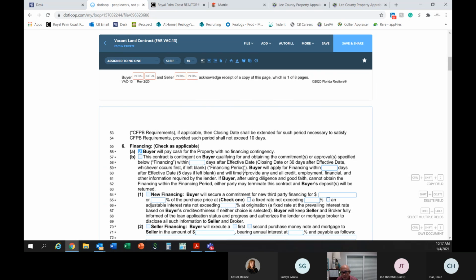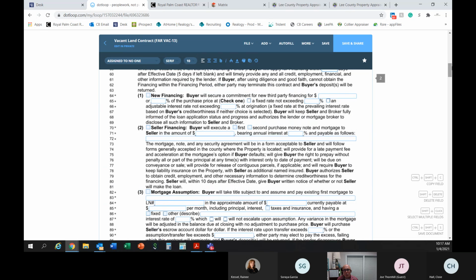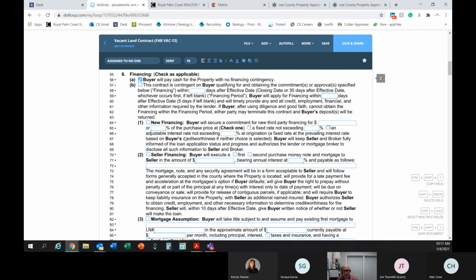Okay. If buyer, after using due diligence and good faith, cannot obtain the financing within the financing period, either party may terminate this contract and buyer's deposit will be returned. Okay. So if there is financing involved, what kind of financing will it be? Will it be new financing? Will it be seller financing? Will the buyer be assuming a mortgage? Okay, so let's take a minute to talk about what each of those entail.